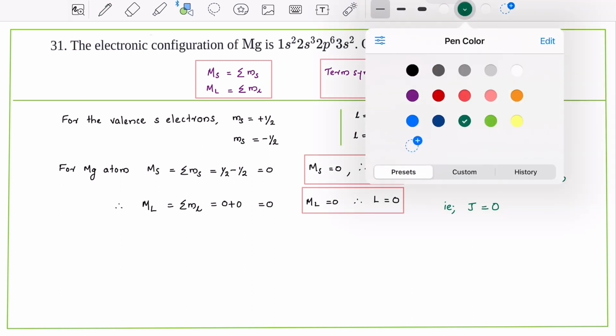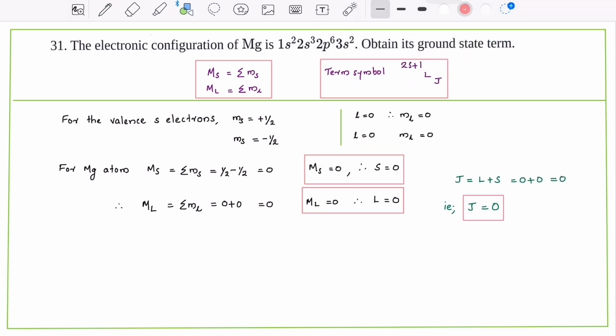Now, let us write the term symbol. What is the multiplicity 2S plus 1? When S is equal to 0, our 2S plus 1 is 1, and L is equal to 0 corresponds to capital S, and J is also equal to 0. Therefore, the ground state term symbol 2S plus 1 L j becomes 2 into 0 plus 1. Then L is equal to 0 corresponding to capital S. Then J is 0, that is 1S0.